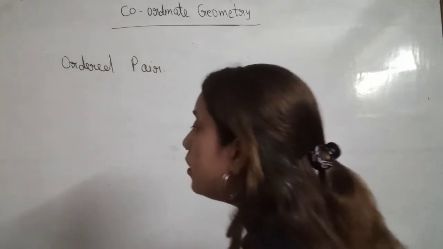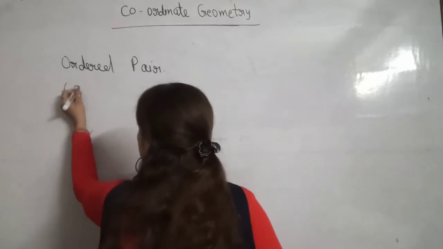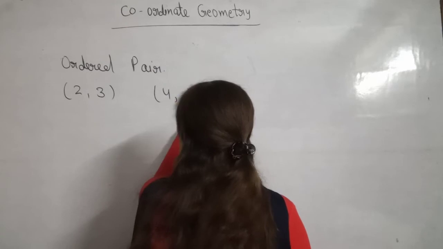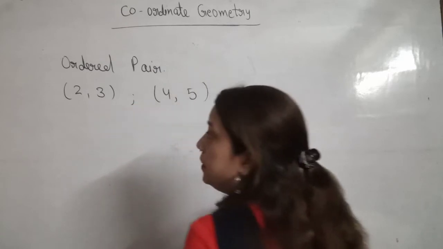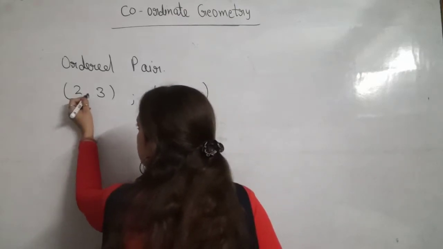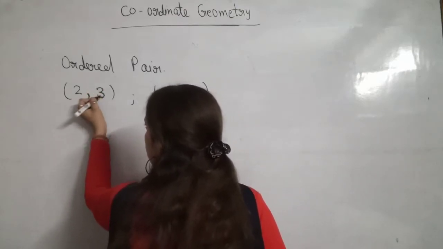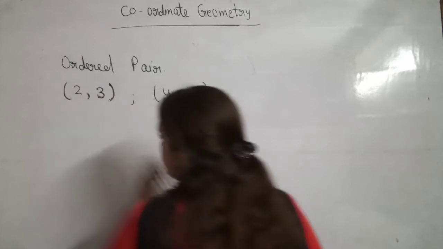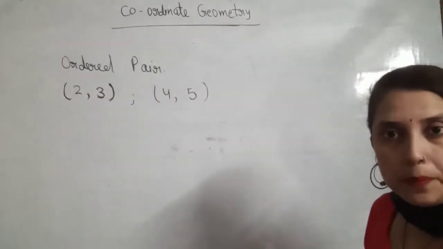Okay, how to write the ordered pair? Now 2, 3, 4, 5. This is called ordered pair. Ordered pair, how to write? First we write the number, then use a comma, then write the second number. And always we write it within a small bracket. This is called ordered pair.